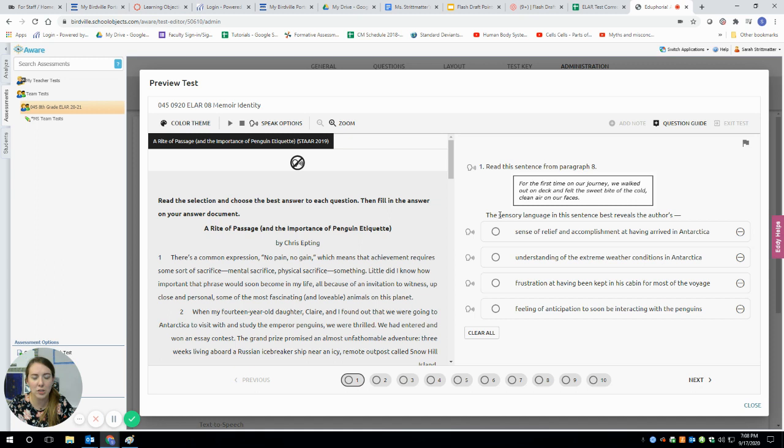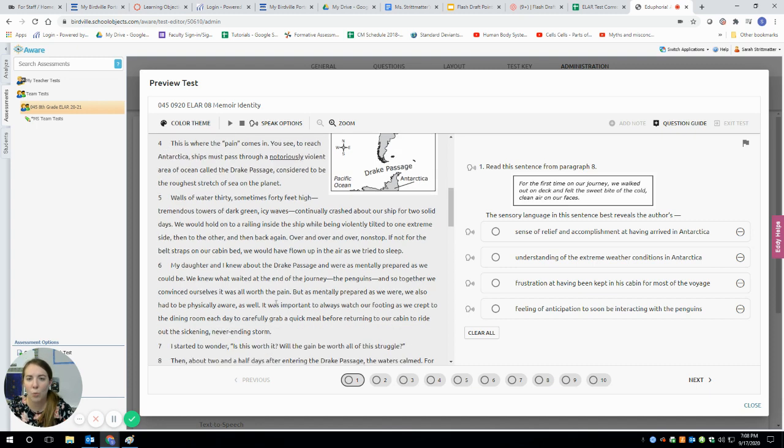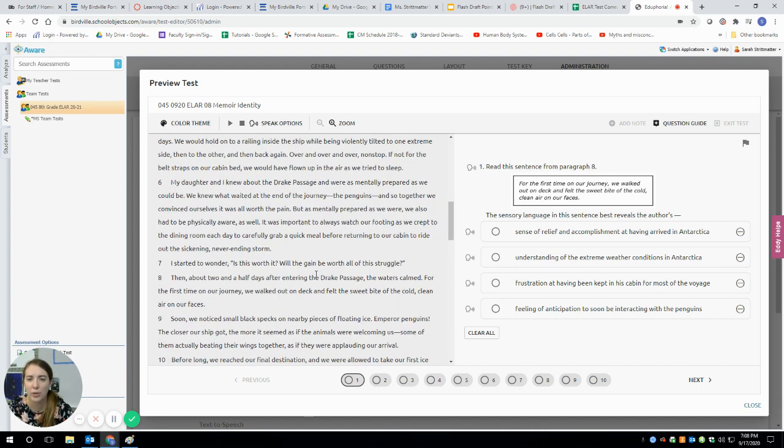Okay, so first we got to know what sensory language is. Sensory language has to do with your 5 senses, what we smell, feel, taste, touch, and hear. In this case, it's what the author feels against their face, the cold bite of the clean air. Just seeing this, I might pick the extreme weather conditions, but the problem is we have to go back and find this so we can see it in context. Once you find it, you see it falls after they talk about surviving these walls of waves through the Drake passage. And at one point, our author even says, is this worth it? Will the gain be worth all of this struggle?